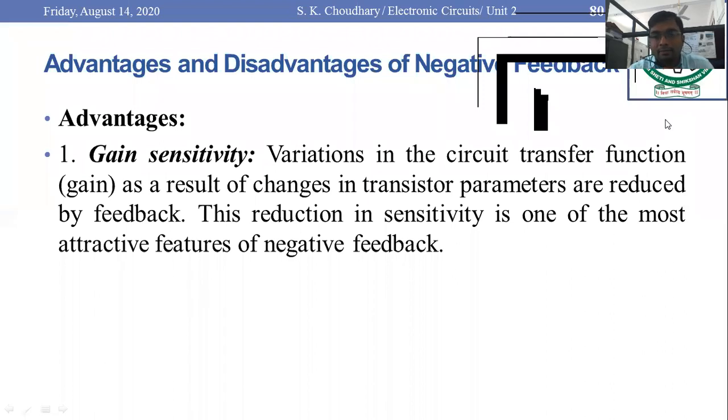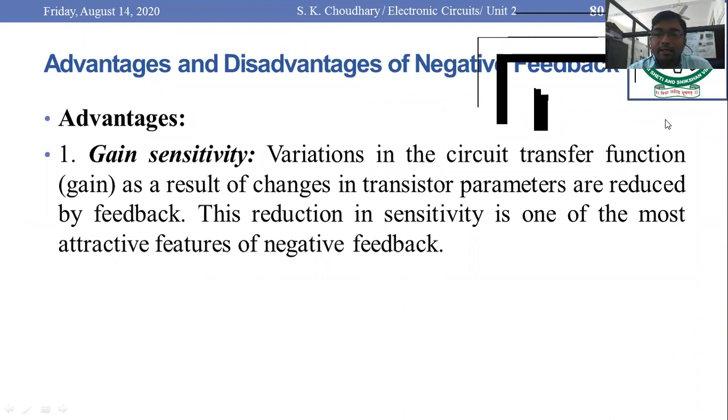First is gain sensitivity. Variation in circuit transfer function or gain as a result of changes in the transistor parameters are reduced by the feedback. And this reduction in sensitivity is one of the most attractive features of negative feedback. Means what?